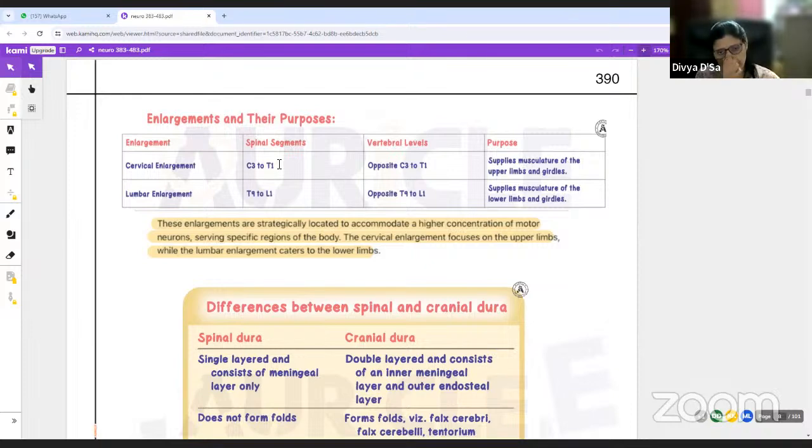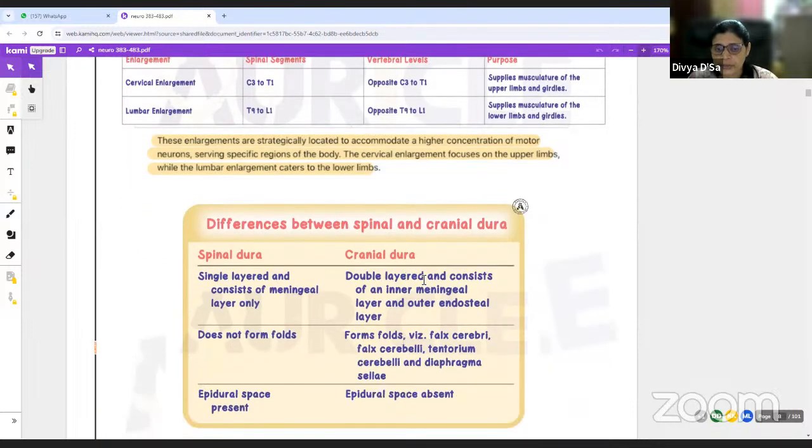Now, the difference between the spinal and the cranial dura. The spinal dura, as I said earlier, consists only of a single layer, the meningeal layer, and it does not form folds. Whereas the cranial dura consists of an inner meningeal and an outer endosteal layer. It forms dural folds, which house the dural venous sinuses: the falx cerebri, falx cerebelli, tentorium cerebelli, and diaphragma sellae.